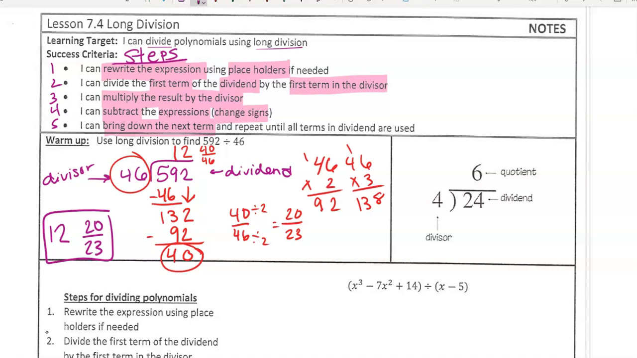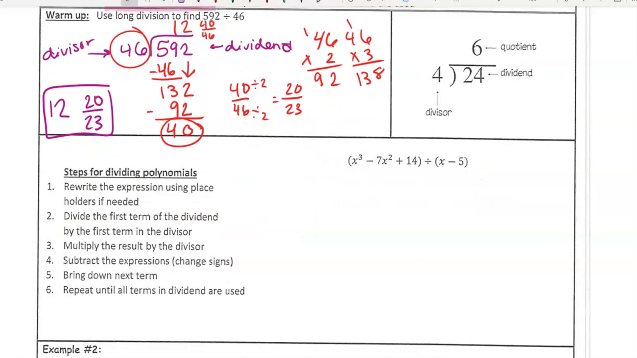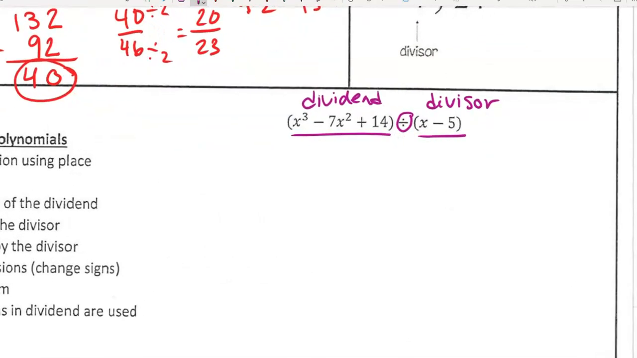All right, question 1, first example. Again, here's our steps directly from the success criteria steps. So let's go ahead and set this up. We're saying this divided by this. So this is our dividend, and this is our divisor. So let's go ahead and set up this problem. Dividend is x cubed minus 7x squared plus 14, and we are dividing by x minus 5.